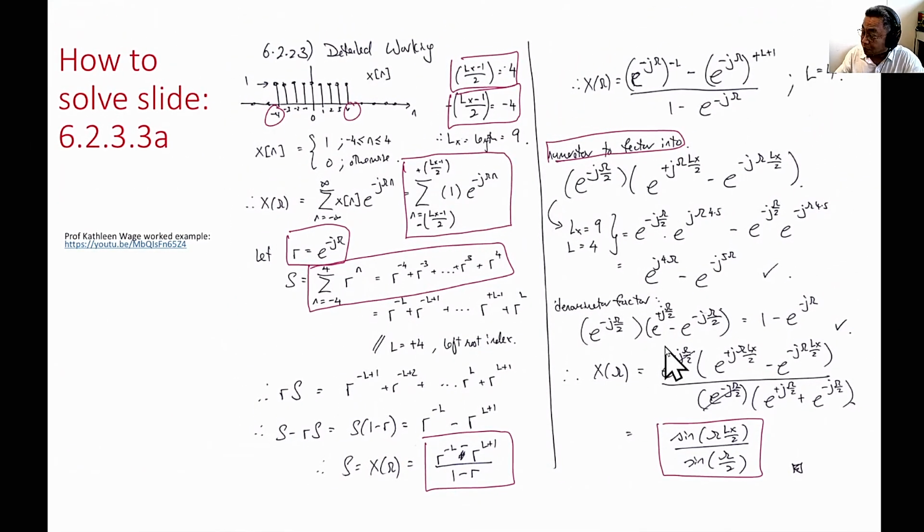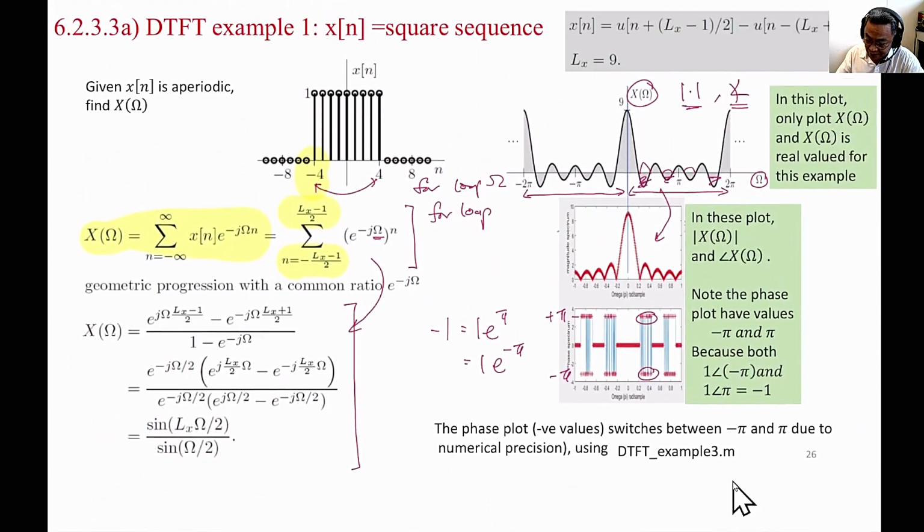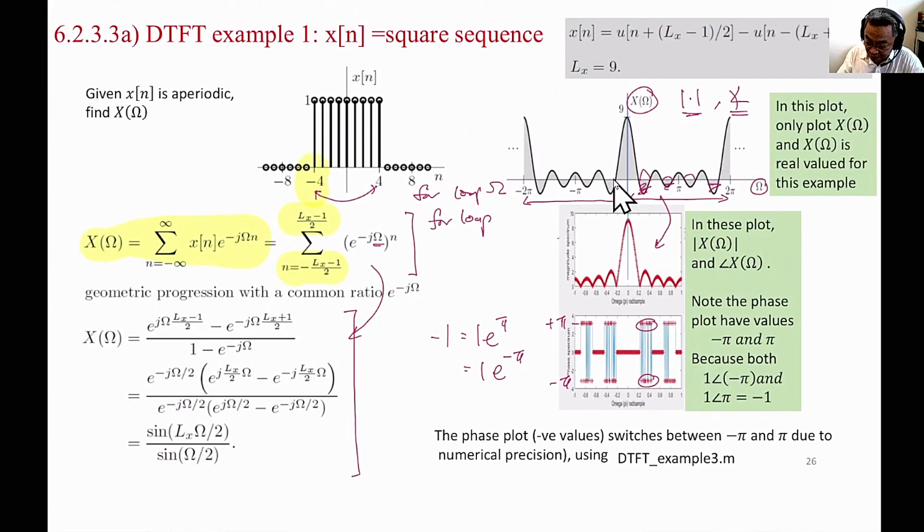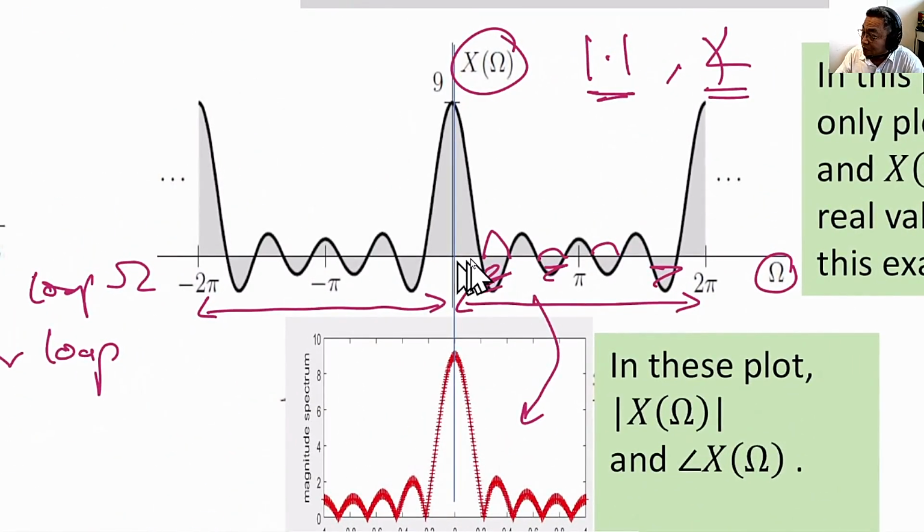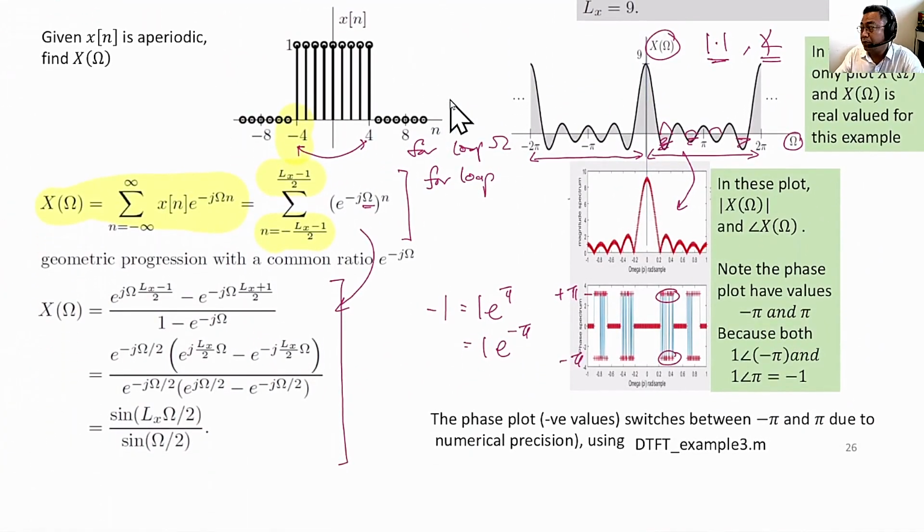Alright, so if you plot these values, you will notice that when omega equals 0 it is sine of 0 divided by sine of 0. So you have to be a little bit clever about it to get the value when it is 0: how do you get 9? So you can have two tricks. One is of course the L'Hopital rule, and the other one is simply to use the for loop and you add up these 9 numbers, right?